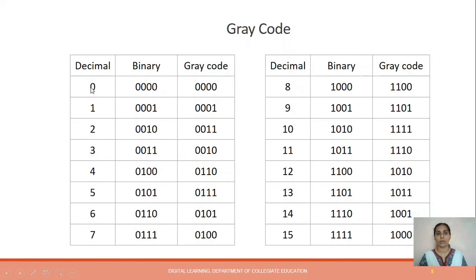This table shows the decimal, equivalent binary and its equivalent gray code for the decimal digits from 0 to 15. Here for 0, binary is 0000 and gray code is also 0000. There is no change. For 1 also the same thing, binary and gray code are the same. For 2, the binary is 0010 and gray code is 0011.